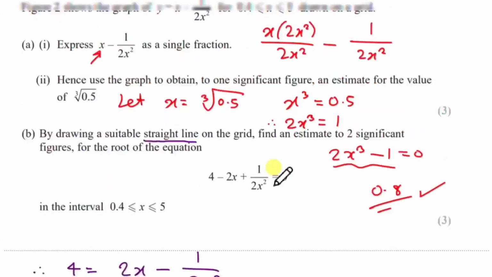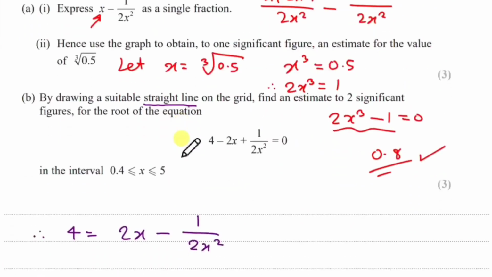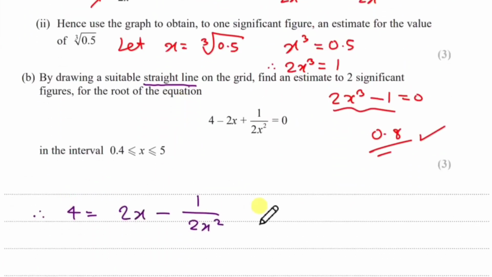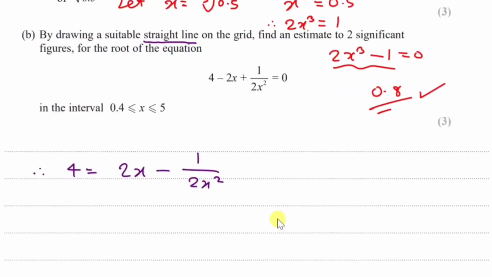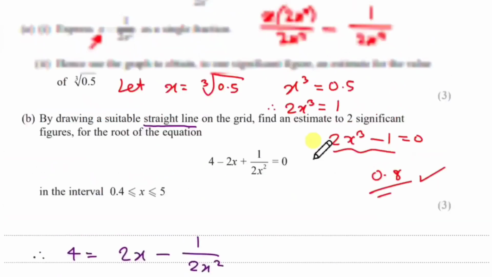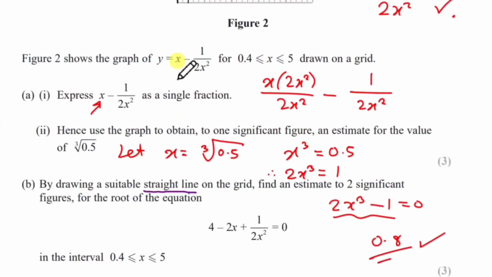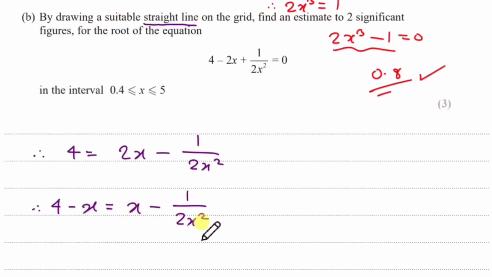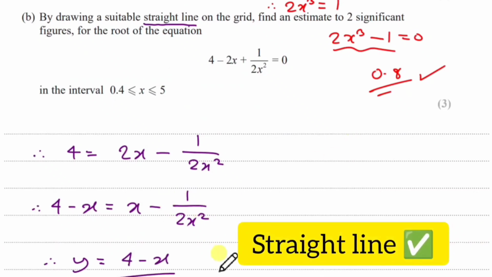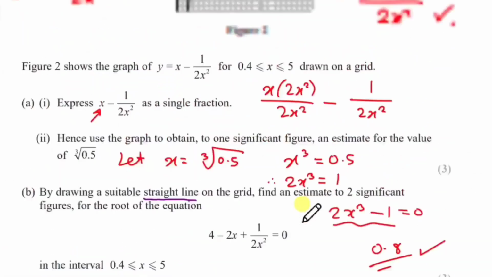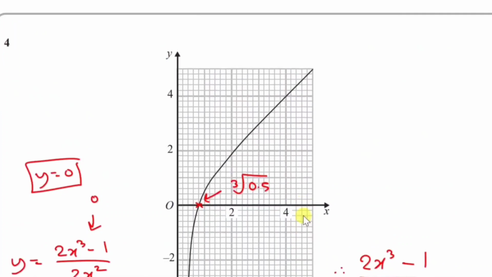And just to be a little cheeky here, because we just want an x, let's subtract an x across to the left hand side. So now we've got 4 minus x equals x minus 1 over 2x squared. Therefore, we can see that all of that expression equals y. So the right hand side equals y. So this is essentially y equals 4 minus x, and that is literally our straight line we need to plug in. So let's go ahead and draw a straight line on this graph now. So we've got y equals 4 minus x.